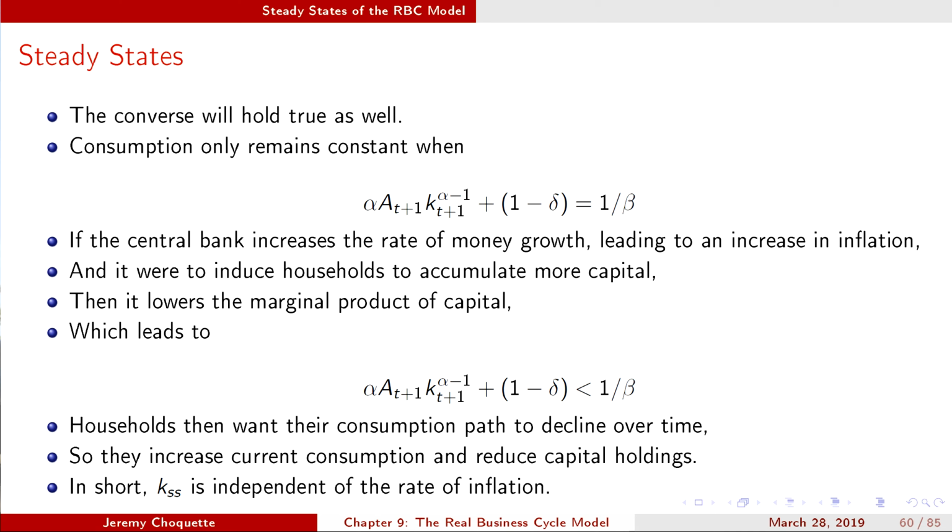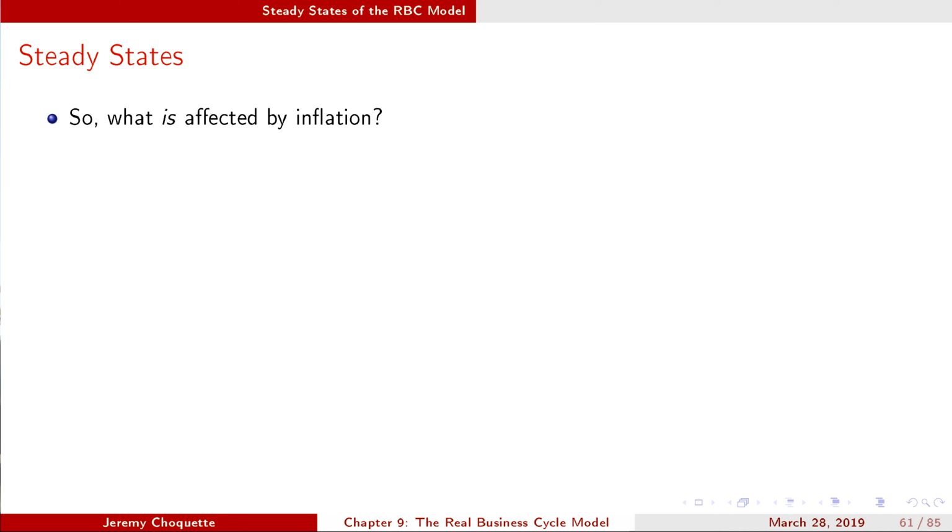So really, in short, what we're seeing here is that steady state capital, on the other hand, is independent of the rate of inflation. So when we're not in the steady state, there can be an effect that we're looking at here, because remember, money demand was a function of consumption, which also showed up in the Euler equation for capital investment. But in the steady state, on the other hand, it's independent of the rate of inflation.